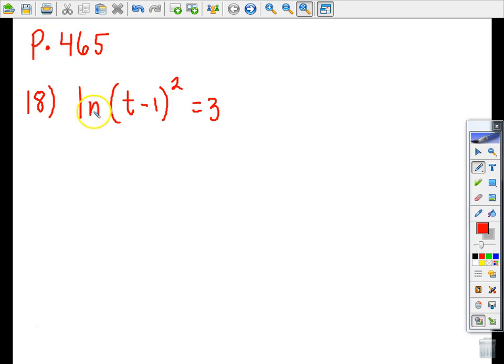They have just a little bit different twist than the ones we did in class, so I just want to point that out to you. It is true that we still take natural log equations, any log equation for that matter, but this happens to be a natural log equation, and I need to change this into exponential form. Remember that the base of a natural log is e, and in this case I'm going to be raising e to the third power, and I'm going to let that equal (t minus 1) squared.